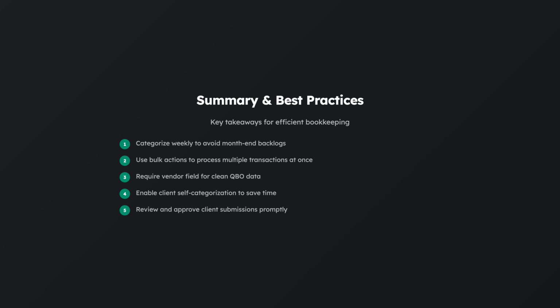For best practices, categorize transactions weekly to keep books current and avoid a backlog at month end. Use bulk actions whenever possible. Selecting multiple transactions and applying a category in one batch is significantly faster than editing rows one at a time. Enable the vendor-required setting in company preferences. This ensures every transaction has a clean vendor assignment, which keeps your QBO data organized.